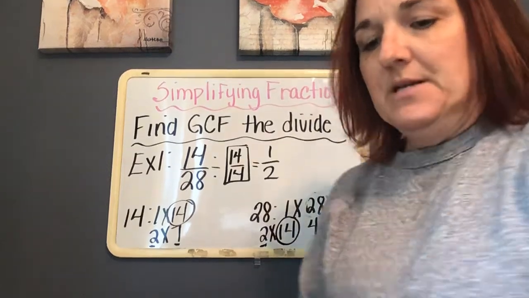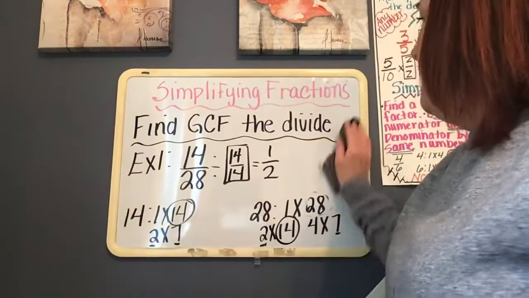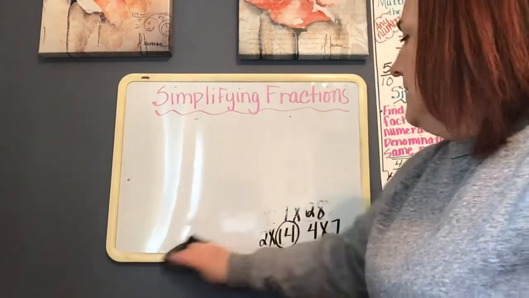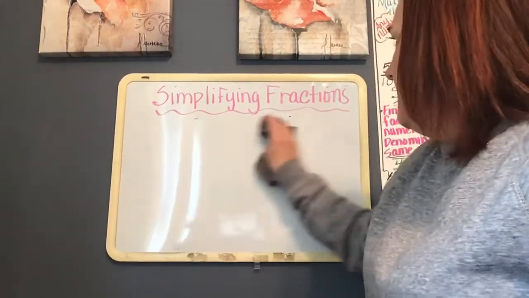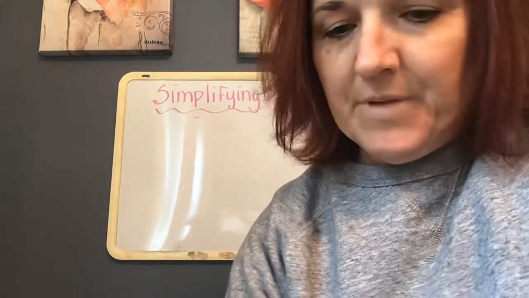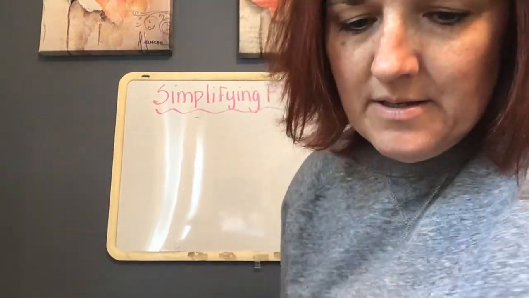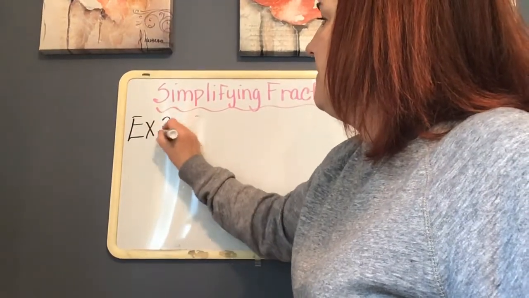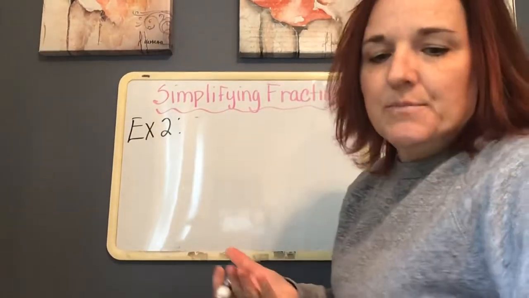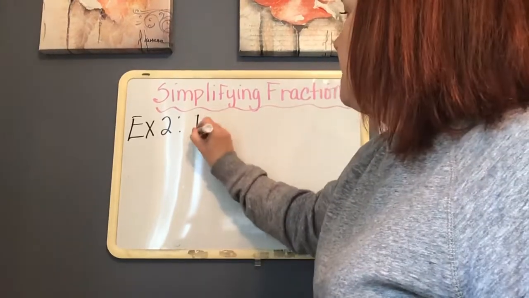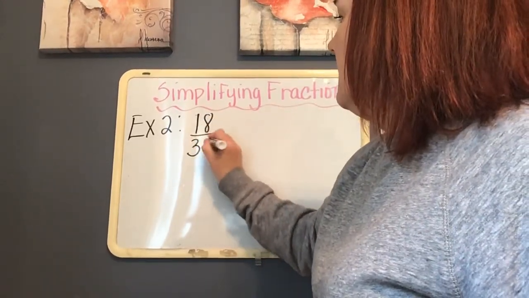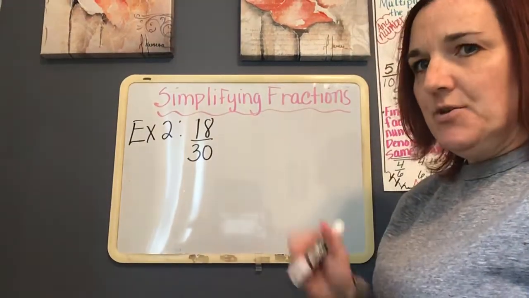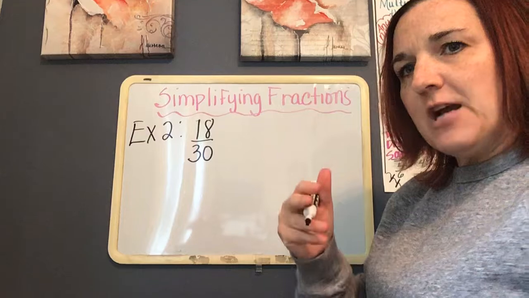Let's do another problem. Our next example is 18 over 30, and these are actually the examples from the notes that you're going to see. So this is how I'm getting these examples from your notes. So 18 over 30. Again, this is a fraction. If it was other numbers, I would have given you 2 separate numbers, but I'm putting them in fraction form.